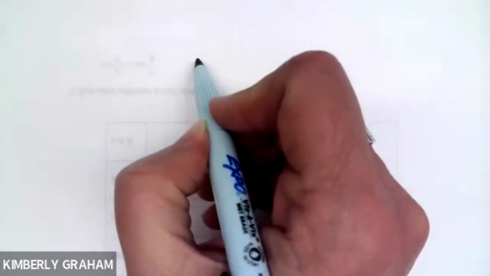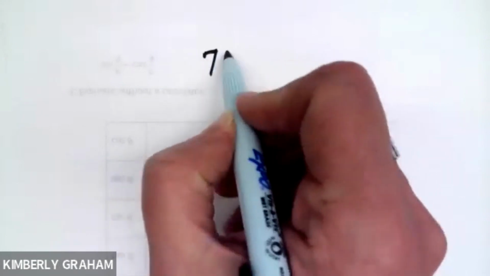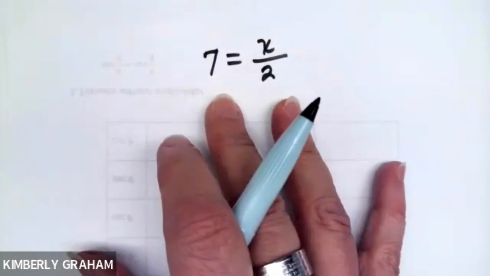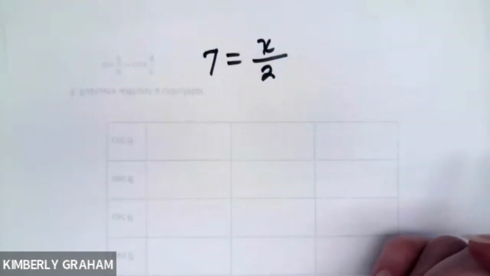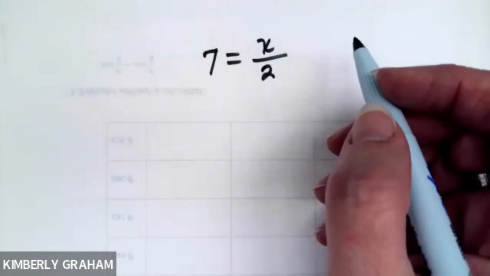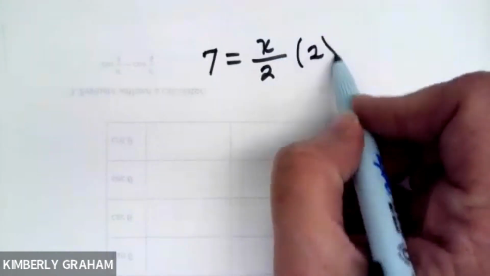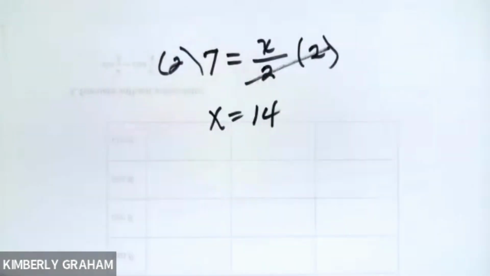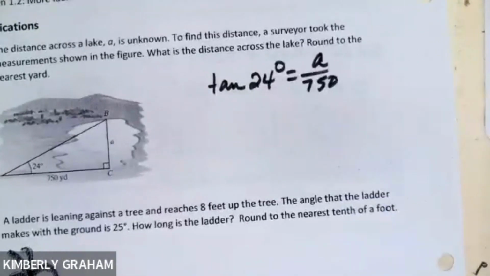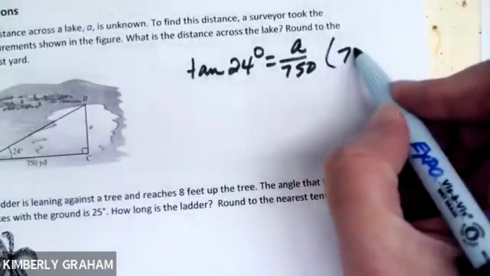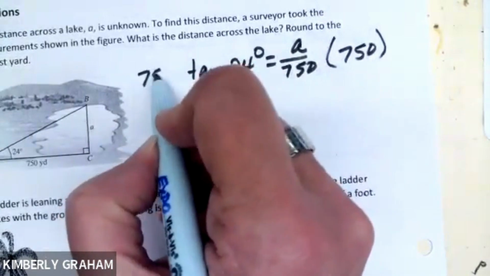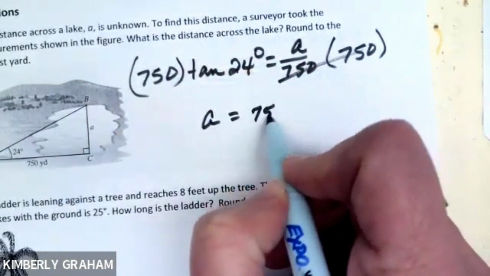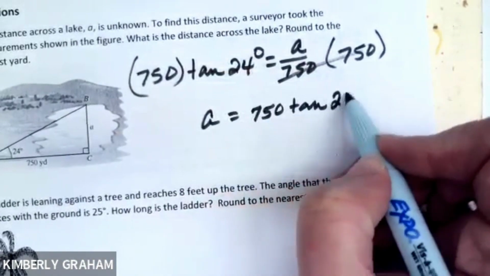And I have to solve this equation. It's just like solving this equation. 7 equals x over 2. How would I solve this equation? Not divide by 2, but multiply both sides of my equation by 2. So those would cancel. So X is 14. All right, so it's a similar thing here. I'm going to multiply by 750. So that will cancel. So A is 750 times the tangent of 24 degrees.